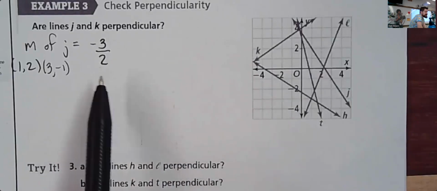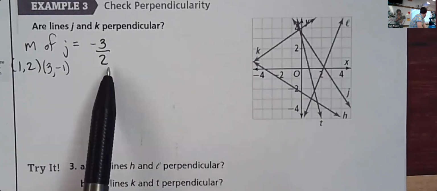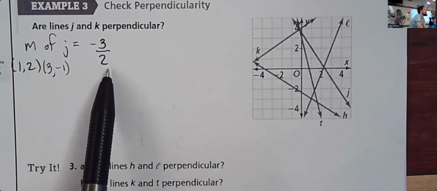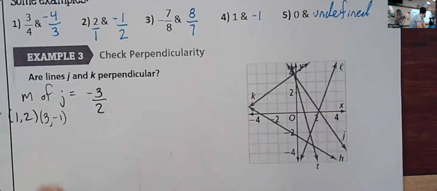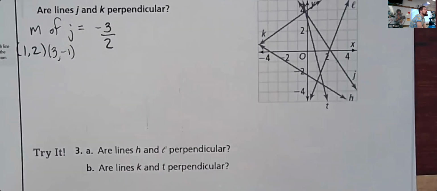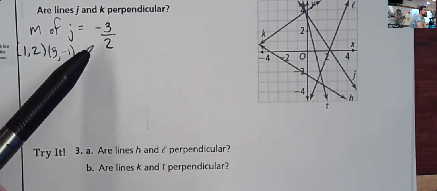If the slope of J is -3/2, what would the slope of K have to be if it's perpendicular to that? We're talking opposite reciprocals here. What's the opposite reciprocal of -3/2?